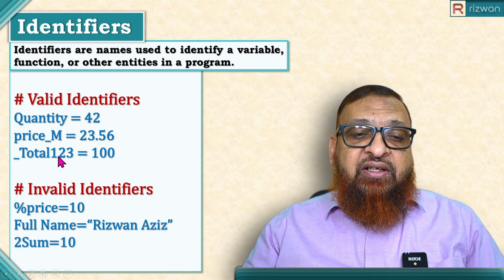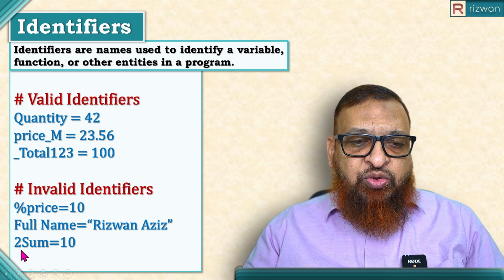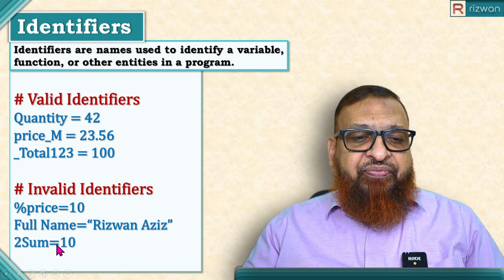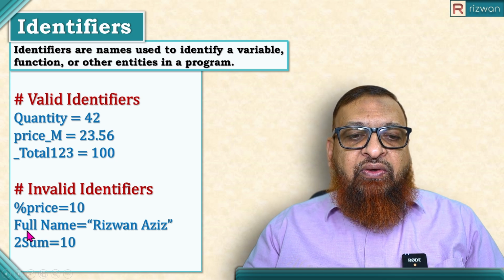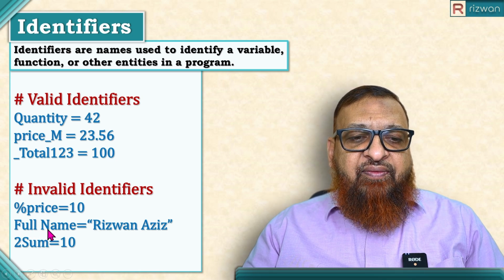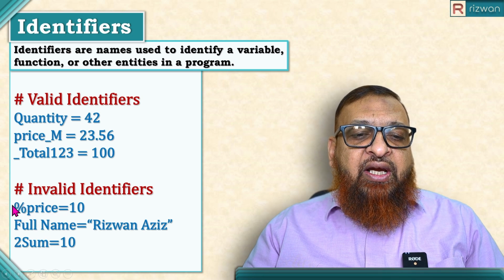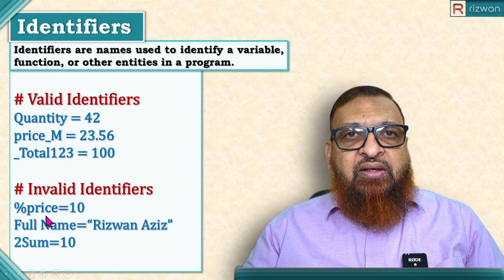But it should not start with a digit. Say for example, this is an invalid identifier. Which one? To sum. This is an invalid identifier, because it is starting with a digit. Now this is also invalid because it contains blank space in between, full space name. So this is an invalid identifier. Similarly, you cannot have special characters anywhere in the variable. So that is also an error.